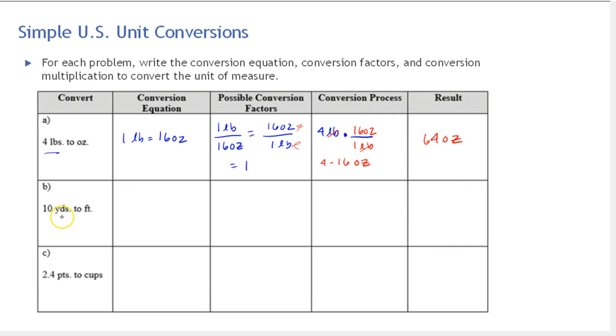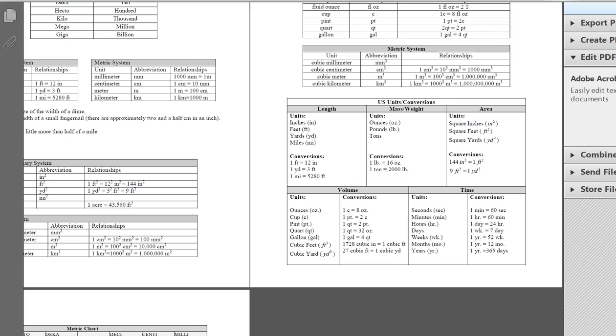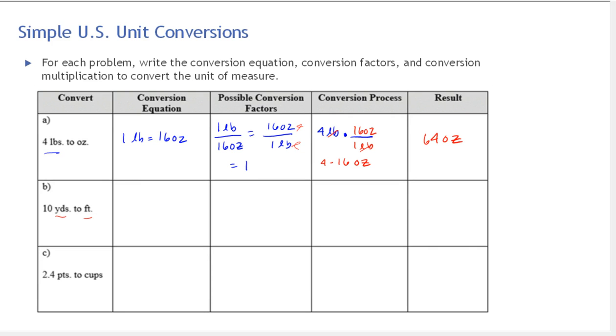In the next one, we want to convert yards to feet. Looking at our chart, they both measure length, and here we're told that 1 yard equals 3 feet. So that's my conversion equation: 1 yard equals 3 feet. Possible conversion factors, I could write it as 1 yard over 3 feet or 3 feet over 1 yard. Both of these equal 1. So I want to multiply 10 yards. If I multiply it by 1, I'm not changing its value, I'm changing its form. I want to be left with feet, so I want the yards to cancel, so I'm going to choose the one with the yards in the denominator. Notice that the yards cancel, and we get 10 times 3 feet, which is 30 feet.